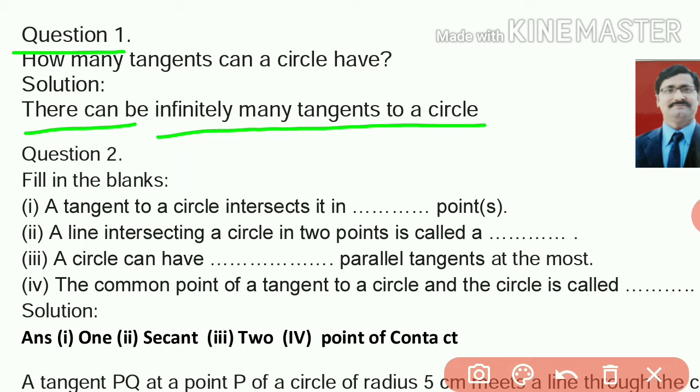Question 2, look here. Here you have to fill in the blanks. A tangent to a circle intersects it in one point. A line intersecting a circle in 2 points is called a secant line. A circle can have 2 parallel tangents at the most. The common point of a tangent to a circle and the circle is called the point of contact.